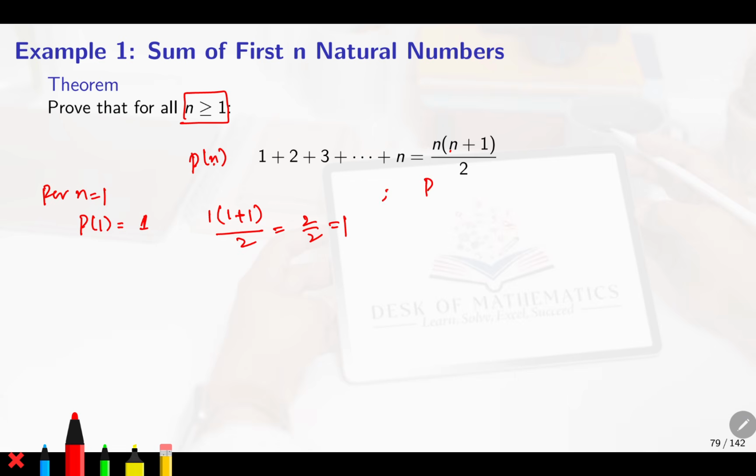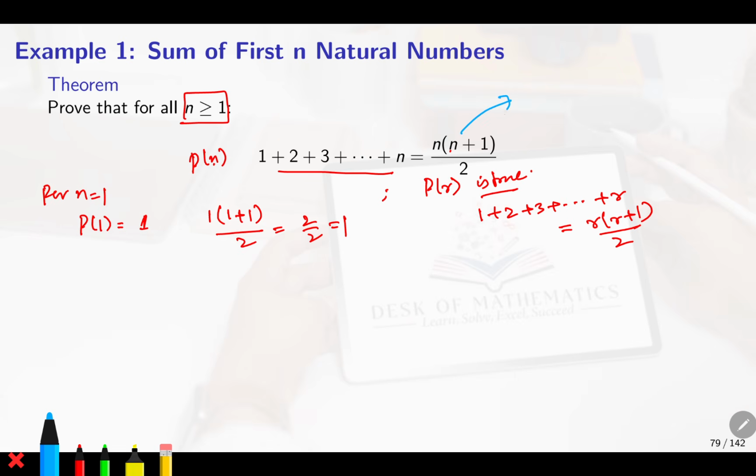Now we suppose p of r is true. What will be the LHS? That will be 1 plus 2 plus 3 plus up to r, and the RHS will be r into r plus 1 divided by 2. Now you have to prove it for r plus 1. So what will be the expected result? When you replace n by r plus 1, what will be your expected result on the RHS? Replace n by r plus 1: r plus 1 into r plus 1 plus 1, that's r plus 2, divided by 2.